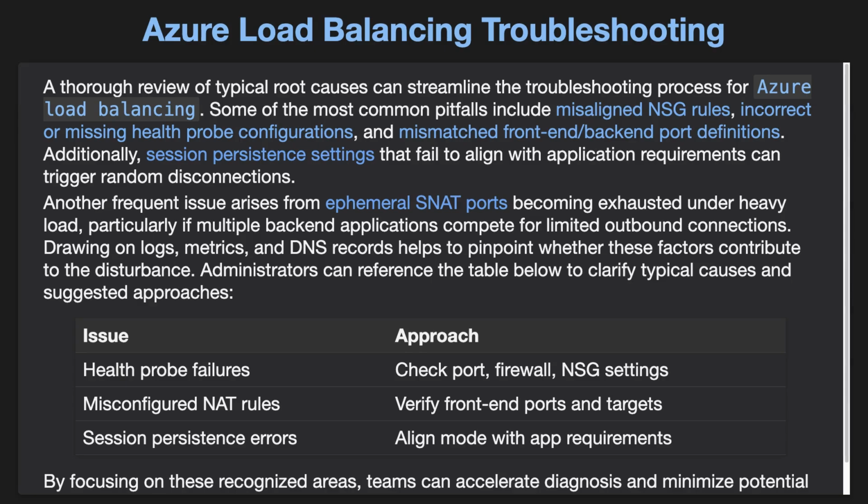Administrators can reference the table below to clarify typical causes and suggested approaches. Health probe failures: check port, firewall, and NSG settings. Misconfigured NAT rules: verify front-end ports and target. Session persistence errors: align mode with app requirements. By focusing on these recognized areas, teams can accelerate diagnosis and minimize potential downtime.